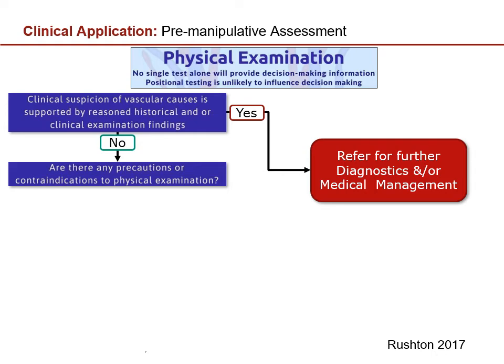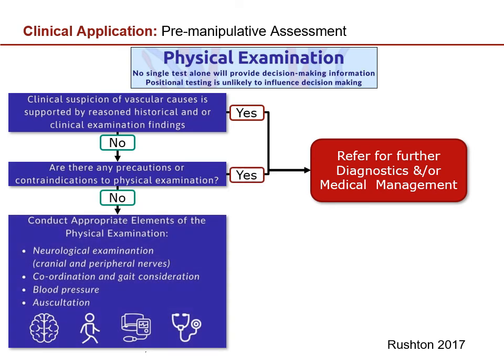Are there any precautions or contraindications that even conducting the physical exam may not otherwise be safe or appropriate for this patient? If yes, take that same action and get them the care that they need. If no, then by all means continue to move forward with your physical examination elements and your pre-assessment screening for the lumbar spine. If you find abnormal findings within that, then it would be an appropriate means to, again, seek further diagnostics and or medical management.